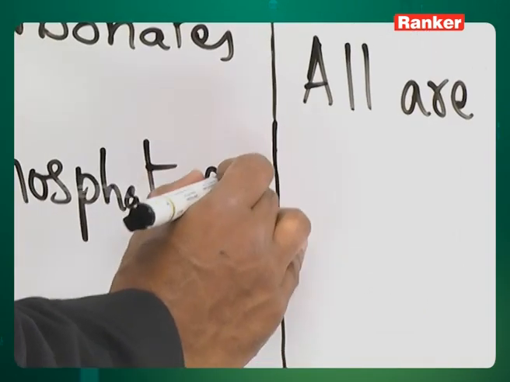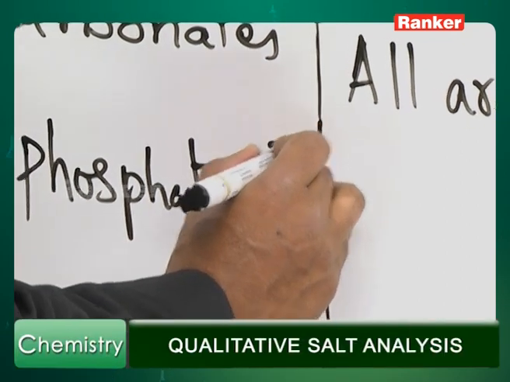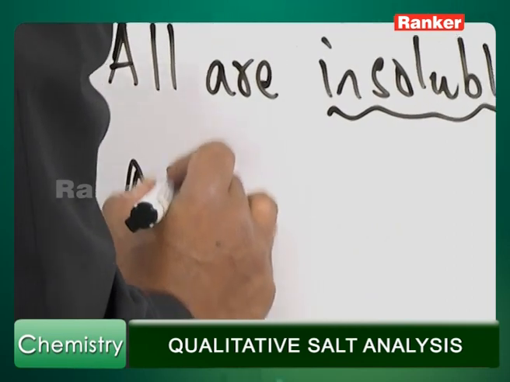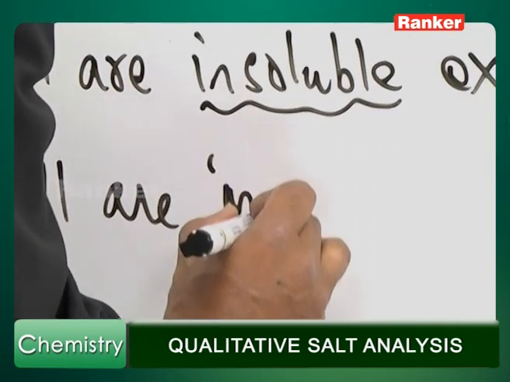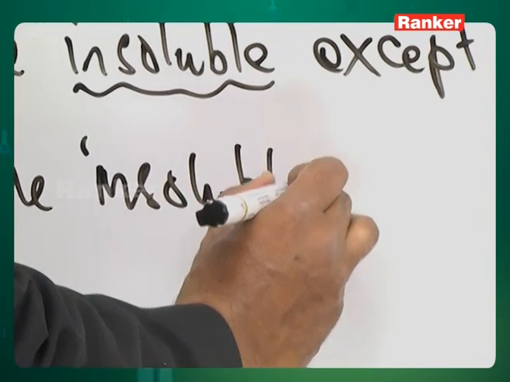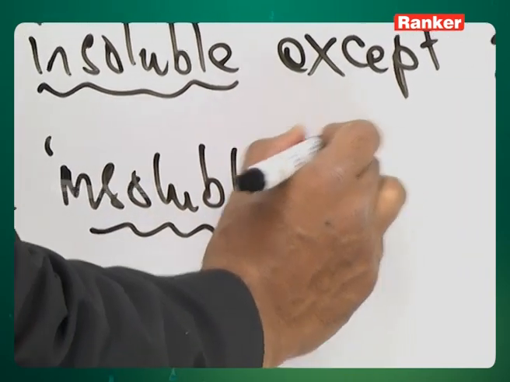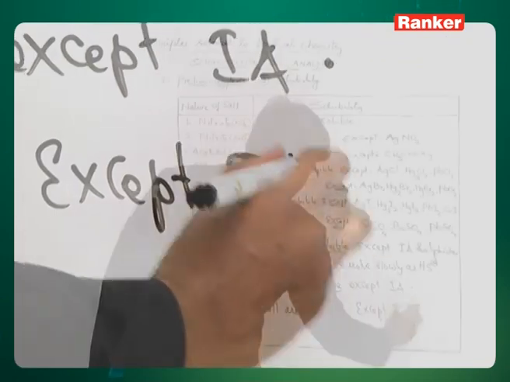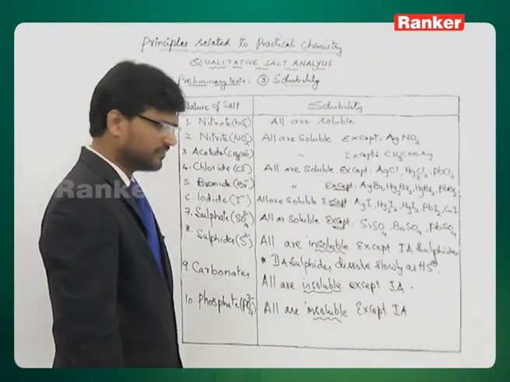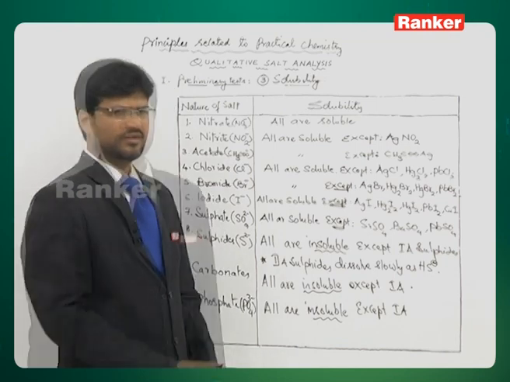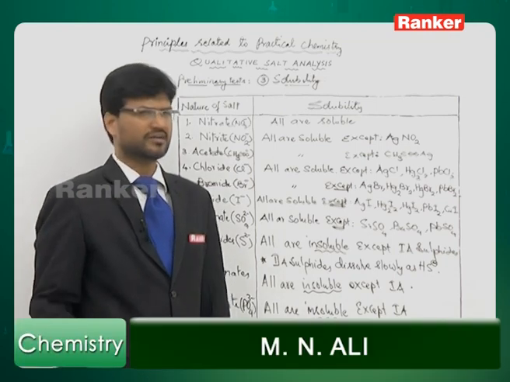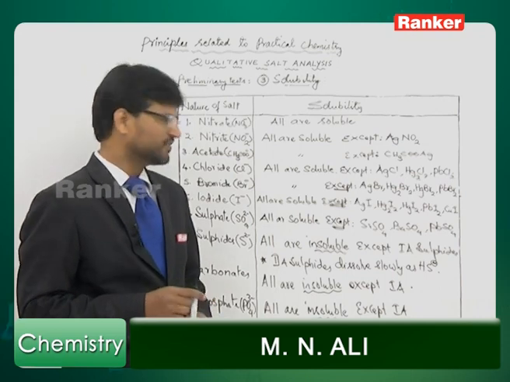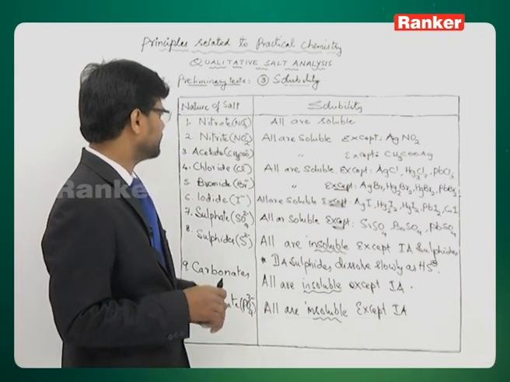Phosphates, PO4 3 minus, all are insoluble except 1A phosphates. So one thing we realize from this tabular form is that almost all the salts of 1A group are soluble in water. Most of the sulfides are insoluble in water. These are the things we realize from the tabular form.